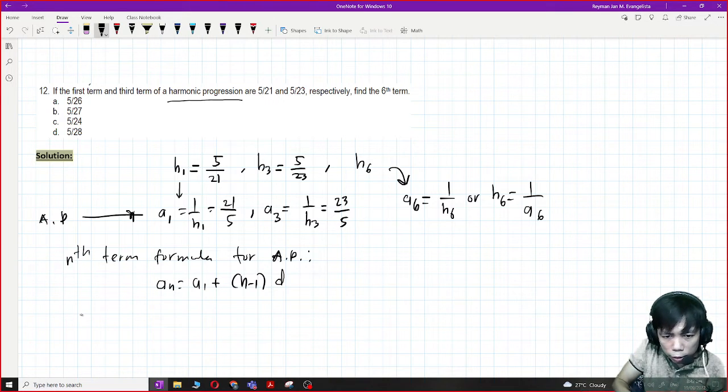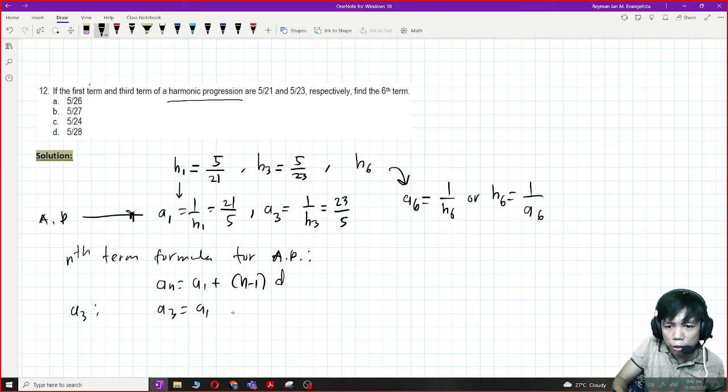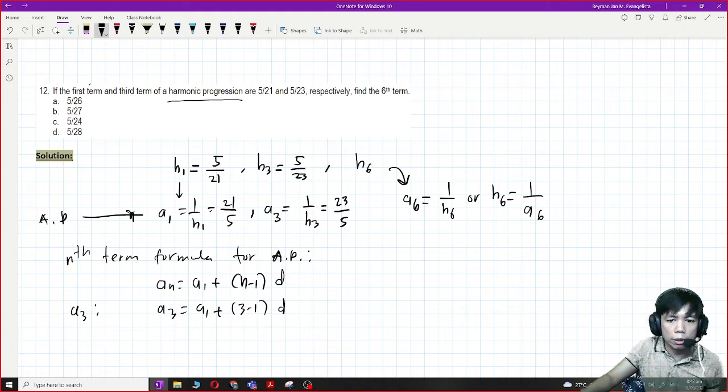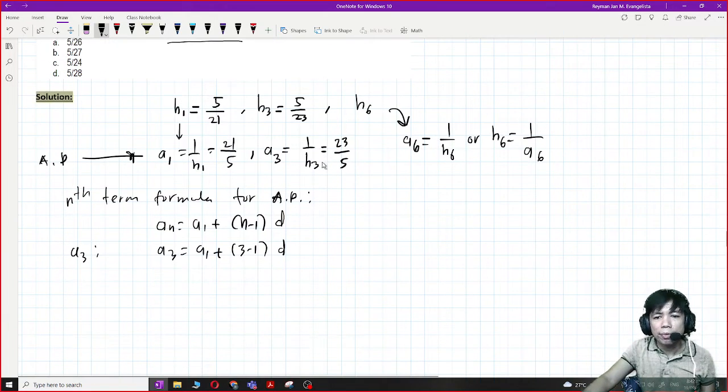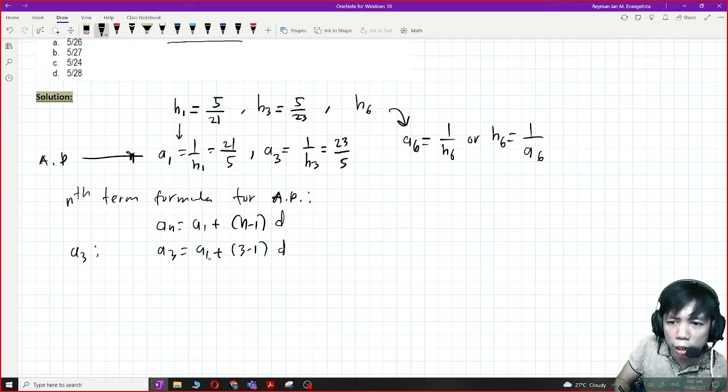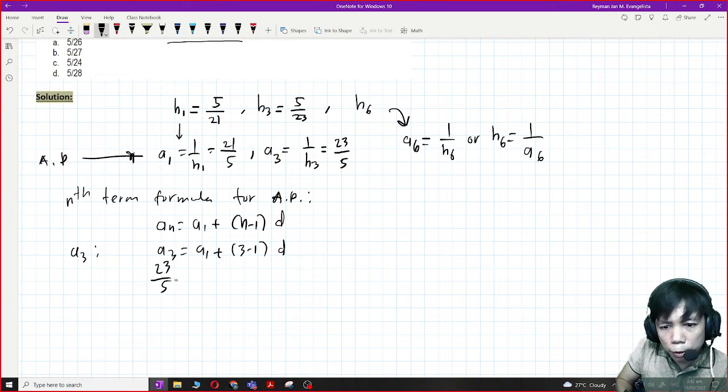Ayan, a sub 3. Okay? So, bali a sub 3 yan equal to a sub 1, yung n mo is 3, so plus 3 minus 1 times the common difference. Nakuha. Okay? So, a sub 3 natin is 23 over 5, a sub 1 is 21 over 5. Okay, 3 minus 1 is 2 times D.